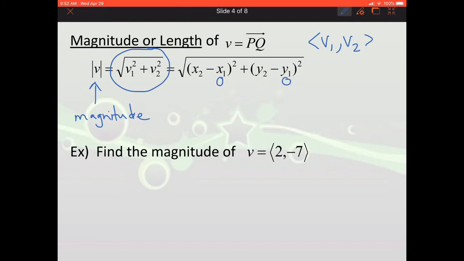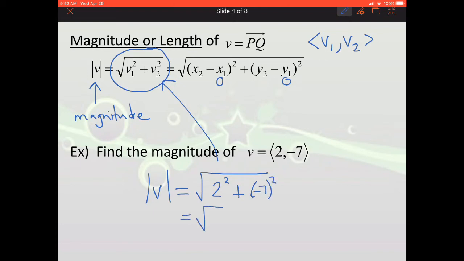So let's find the magnitude of vector v, which I have as <2, -7>. So the magnitude of v, and I know it's going to be tempting to just take the absolute value of both numbers, but this is the distance formula, or the length. So the square root of v1 squared plus v2 squared.